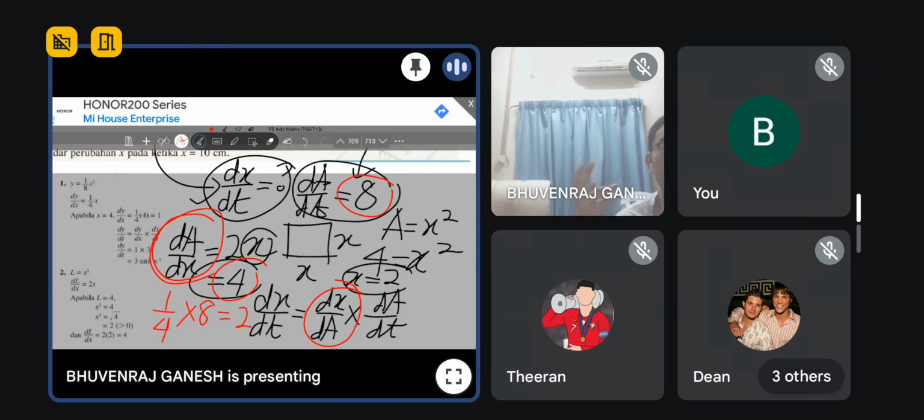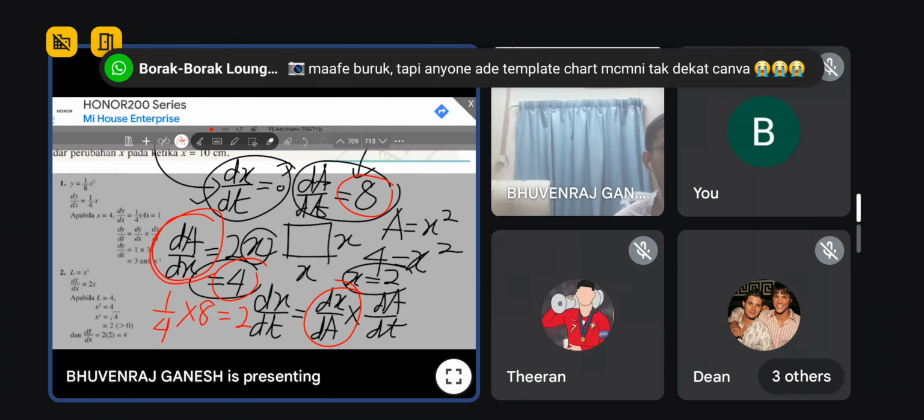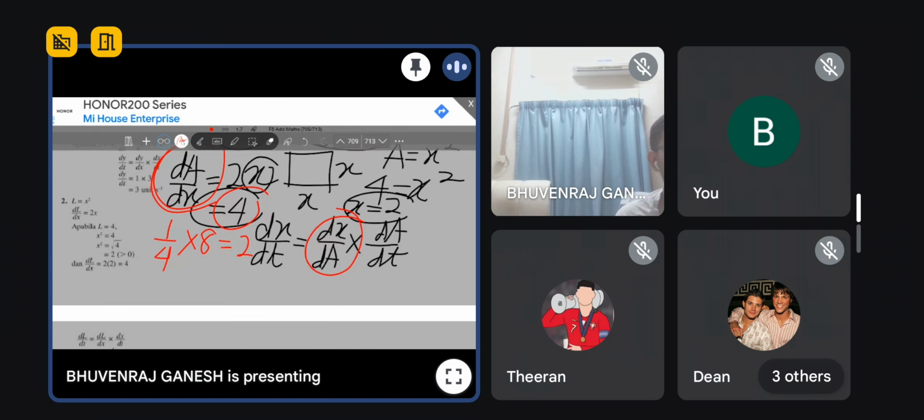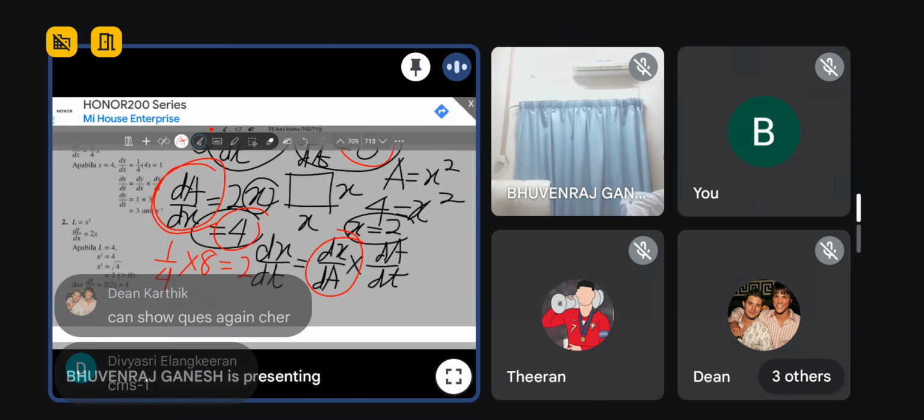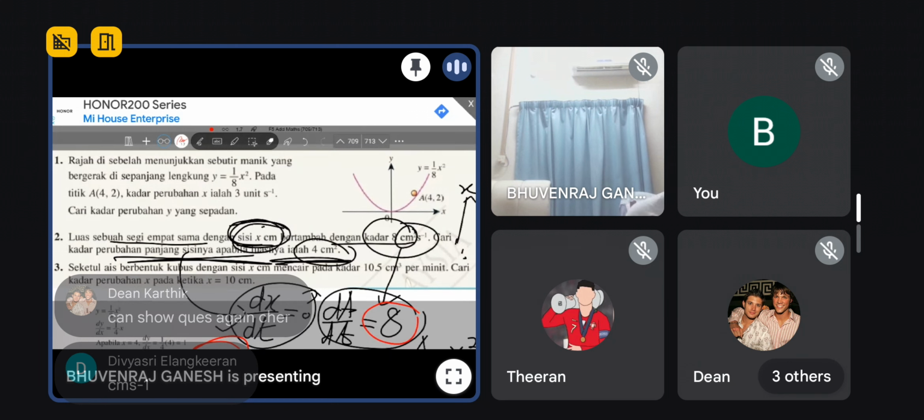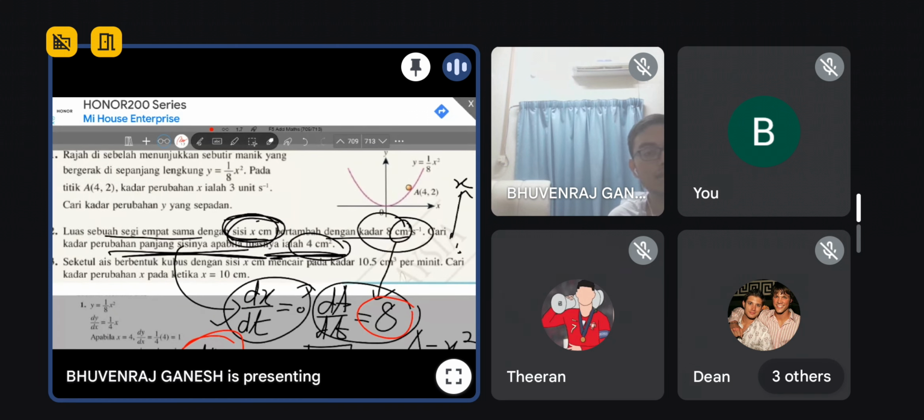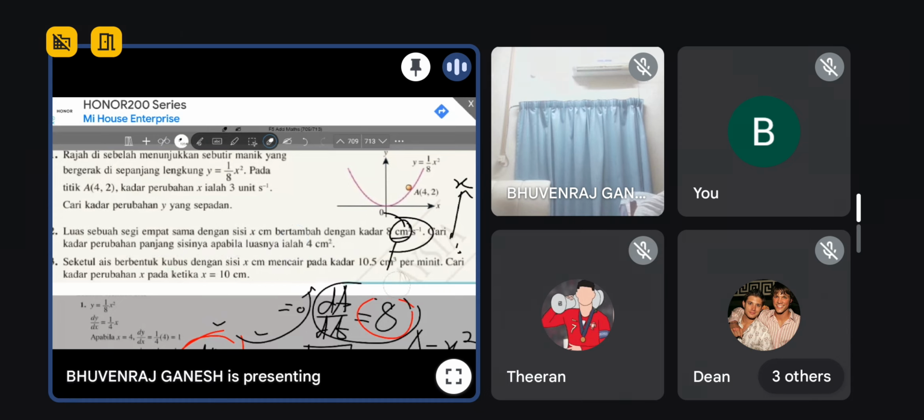Understand? So what is the unit here, guys? Apa unit yang kita guna to write our final answer for dx dt? Yes, very good. The answer is cm per second. Because x is length, t is time, so cm per second. Okay, so understand? Can get it for number 2?